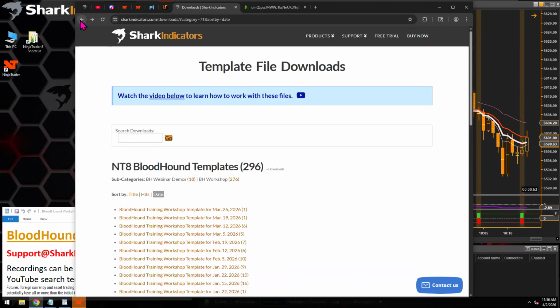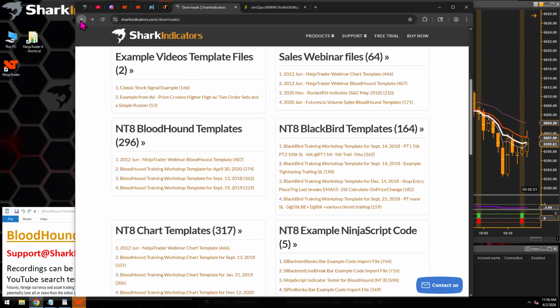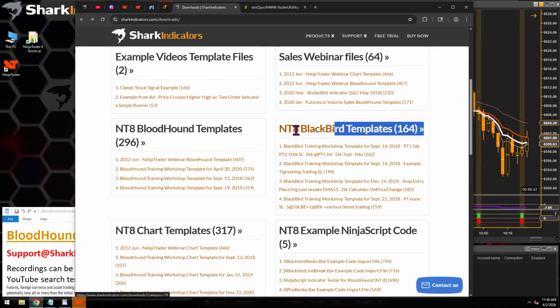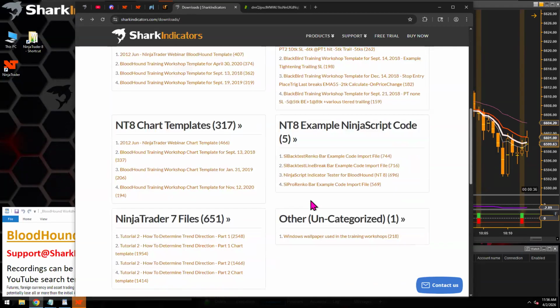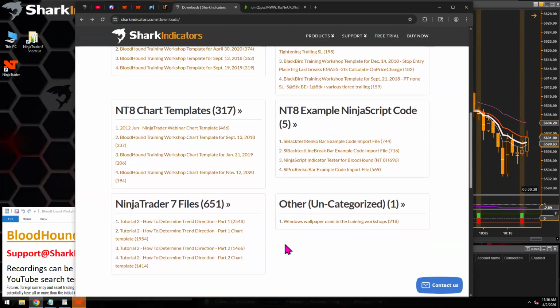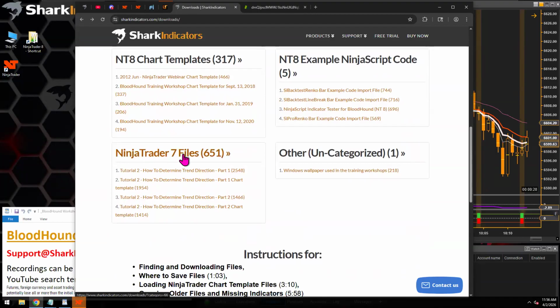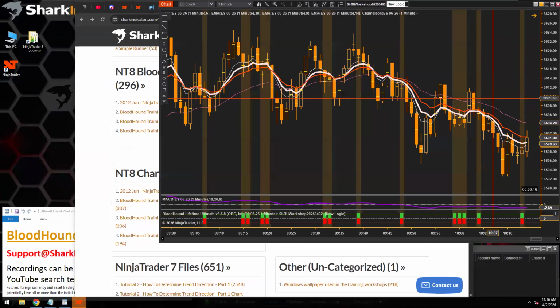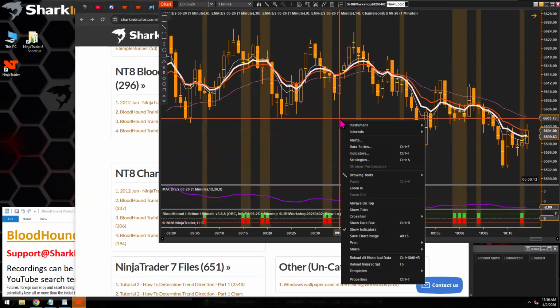Yeah, if I go back enough times, there you go. And then there are some Blackbird files here. And then if you ever come across a really, really old NinjaTrader 7 workshop, here's where all the Ninja 7 files are located. So they're all separate there. Oh, and also the chart template. Yeah, I do save out the chart templates here.